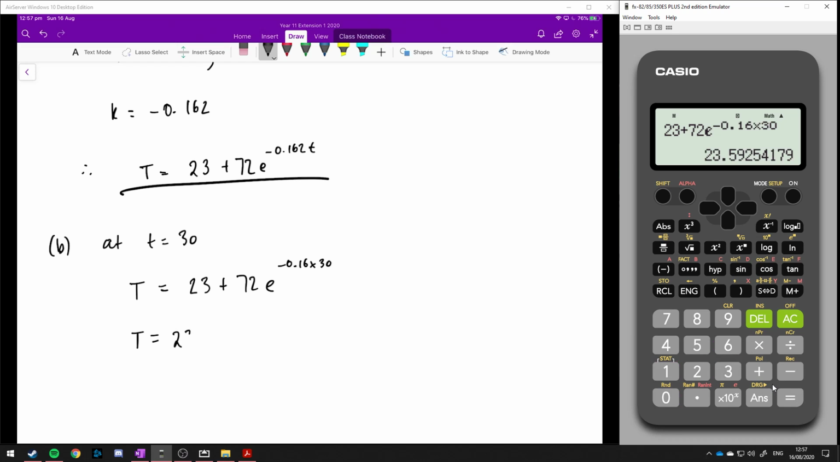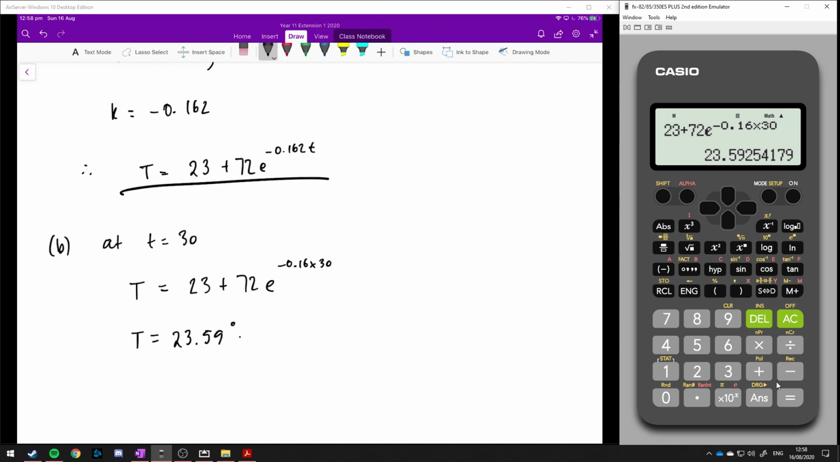That's equal to 23.59 degrees. So that's how much it should be. Notice how it's not below 23, but it's getting really close. Because after 30 minutes, it's going to get pretty cold, and it's never going to be colder than the area it's in, but it's still pretty chilly.